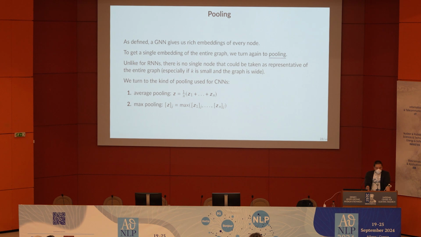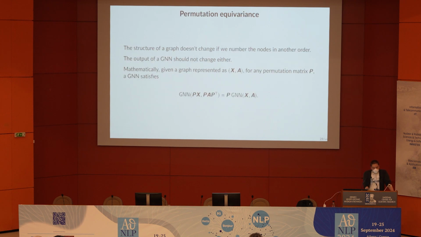Now, as we've just defined it, a graph neural network will give us these embeddings of every single node. If you want a single embedding for the whole graph, you can again turn to the idea of pooling. So you might want to average representations of all the nodes and treat that as a representation of a graph using average pooling, or you can do some form of max pooling.